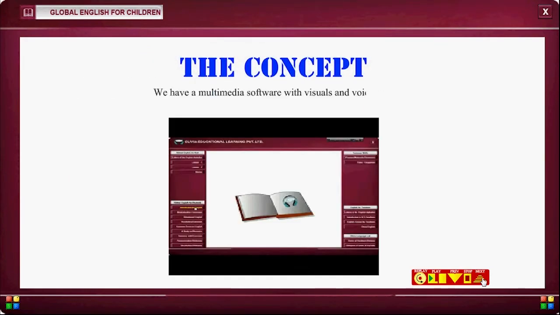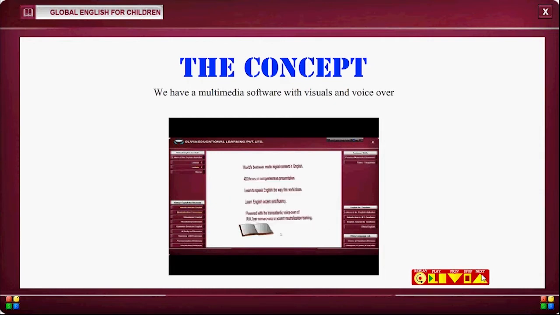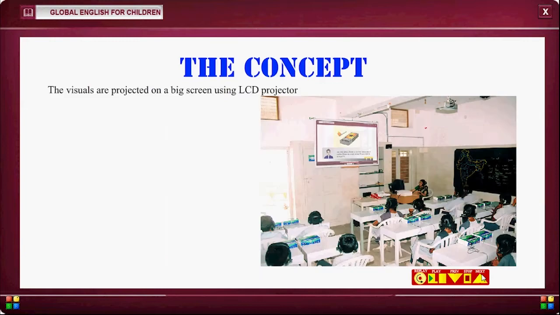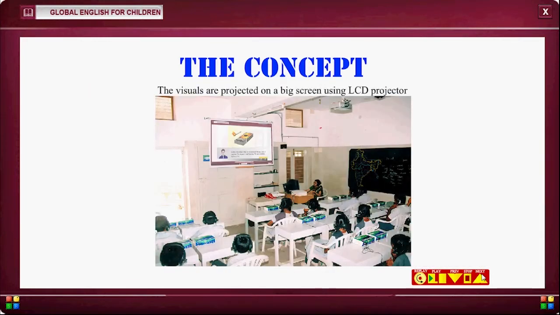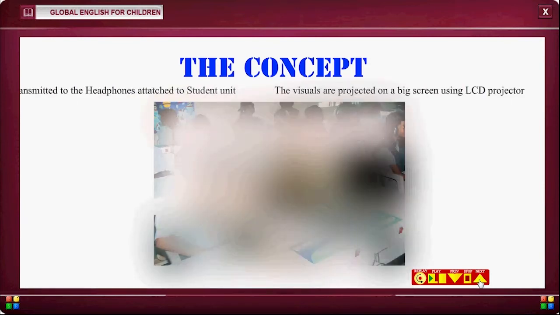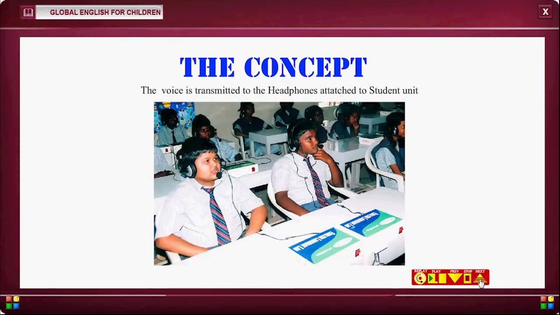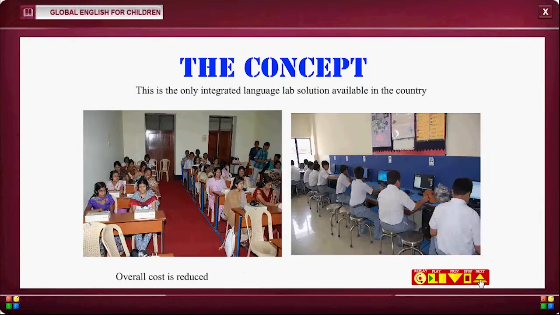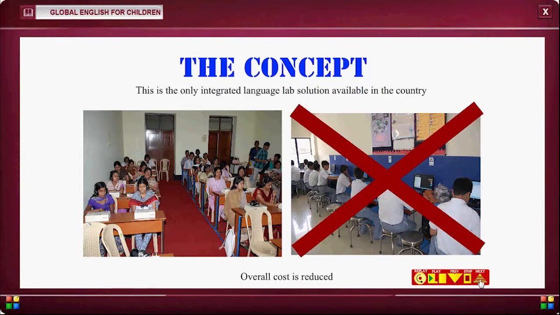The concept. We have a multimedia software. It has visuals and voiceover. The visuals are projected in a big screen using an LCD projector. The voice is transmitted to the headphone attached to student unit. This concept makes our lab unique. We reduce the overall cost of the lab. The transmission loss is minimized, causing the absorption rate to rise.